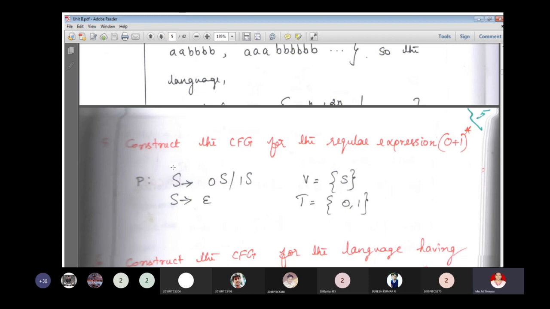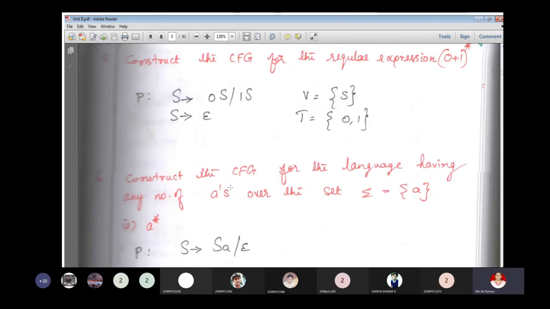For that you have to use a start symbol. For example, S goes to 0S or 1S or epsilon, where V is equal to {S} and T is equal to {0, 1}. So this is the grammar. It can generate (0+1)*, which is nothing but any binary string including epsilon. Okay, next we'll see the next problem.